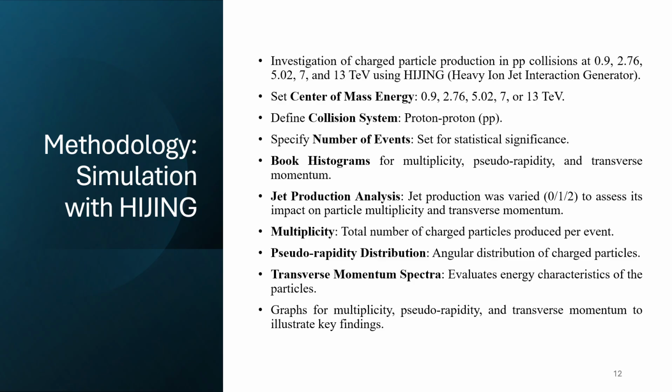Here is the methodology and simulation with HIJING. We are going to investigate the charged particle production at different energies like 0.9, 2.76, 5.02, 7, and the max 13 tera-electron volt using the HIJING model. We set the center of mass energies, and we are using the collision system proton-proton, and we then set the number of events for statistical significance. And last, we will book the histograms for multiplicity, pseudorapidity, and transverse momentum.